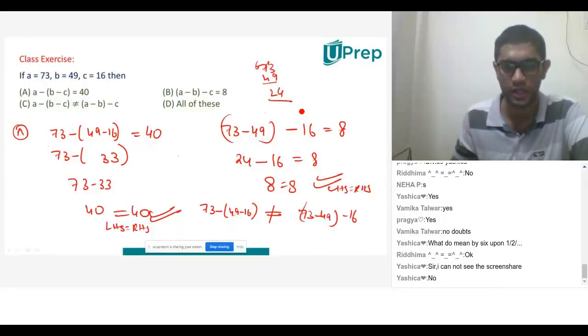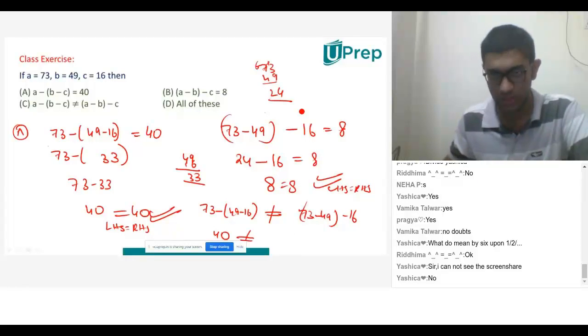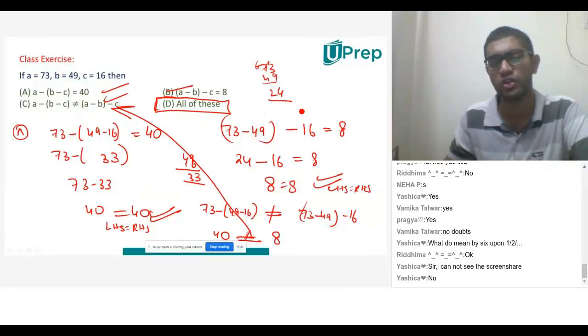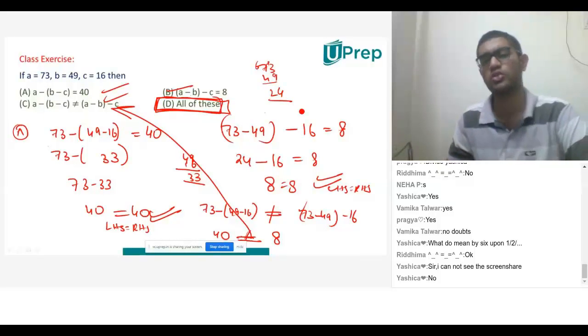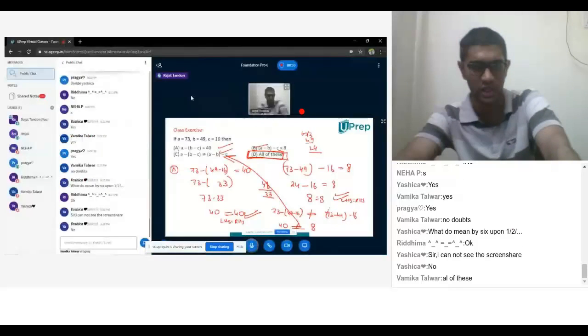Obviously, they do not look equal right away. 49 minus 16, 33. 73 minus 33 is 40. 73 minus 49 is 24 minus 16 is 8. They are not equal. That is what he says in the question. A, B, C. That means the answer is all of these. That is, all of these conditions are true. Is it very clear, guys? I did it really fast because it's just calculation.